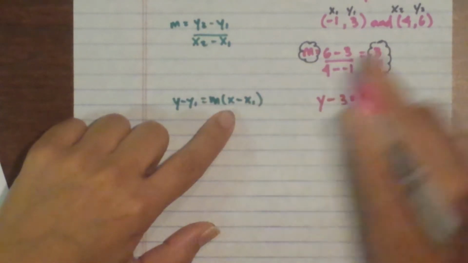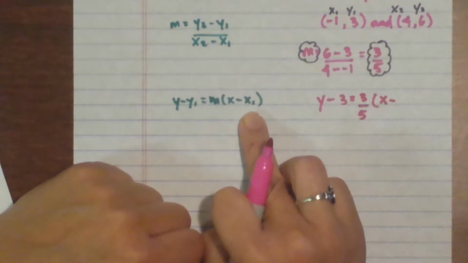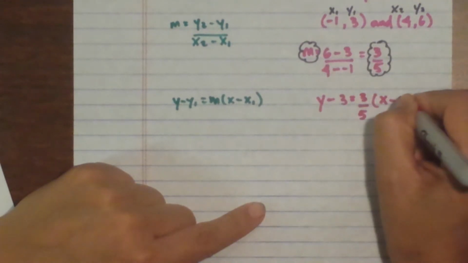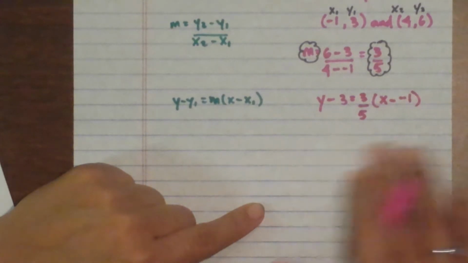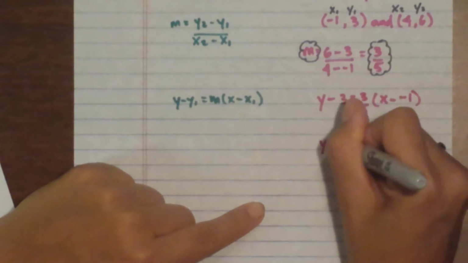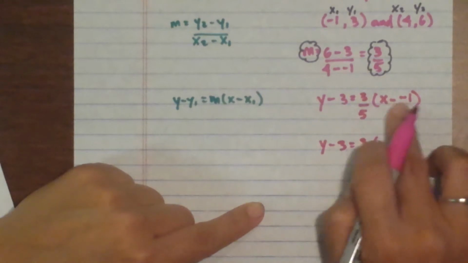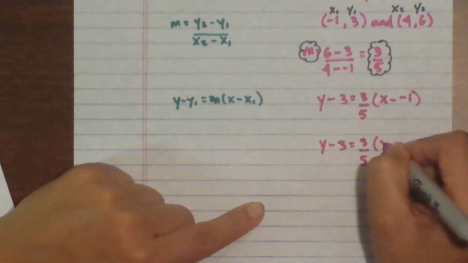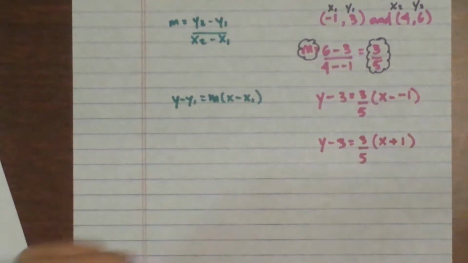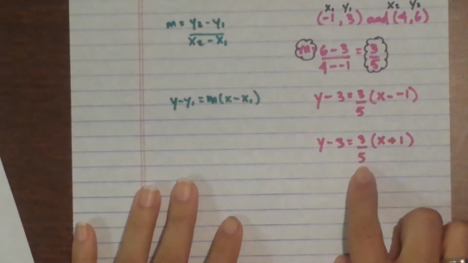Open parentheses, x minus, what's x1? x1 is negative 1. Close parentheses. All right, let's simplify this to make this look a little neater. y minus 3 equals 3 over 5, now the two negatives here are going to turn into a positive, so x plus 1. Now, here's my dilemma. I now have a fraction outside. There's several ways you could do this, but the one I find easiest for you guys to catch on is to get rid of the denominator.